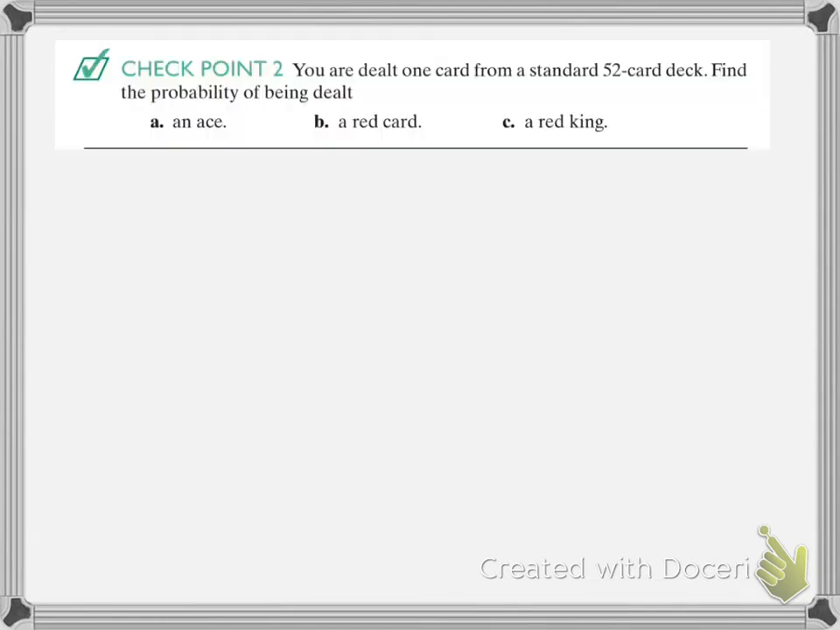Okay, let's do some more problems. You are dealt 1 card from a standard 52-card deck. Find the probability of being dealt an ace. Let's start with that. Well, how many aces are in the deck? So the probability of this event, let's put it right in here, probability of an ace.